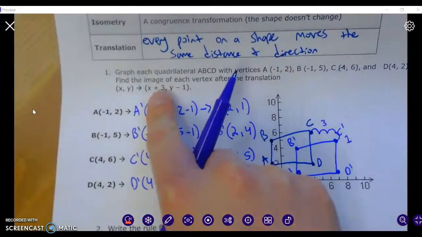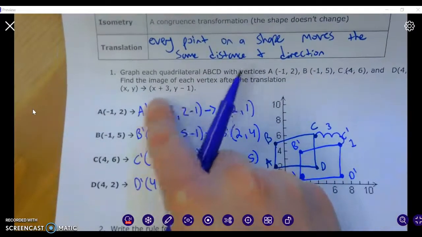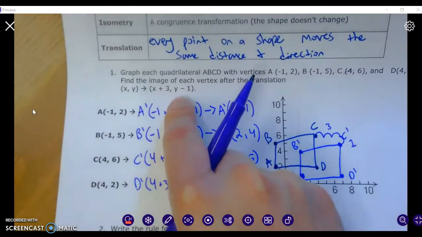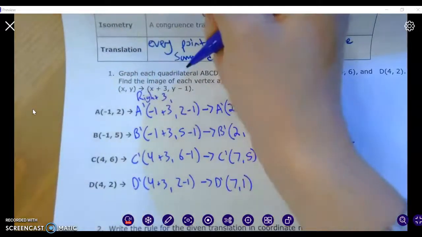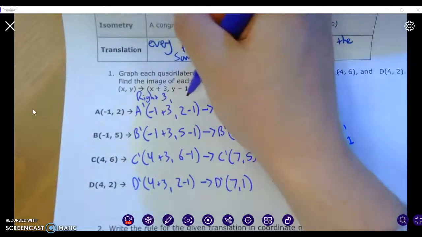Now look back at the rule. Why do you think that rule makes sense? Right? So, yeah, since it was a plus 3, that's moving it right 3. And since it's down 1, that's a minus 1.